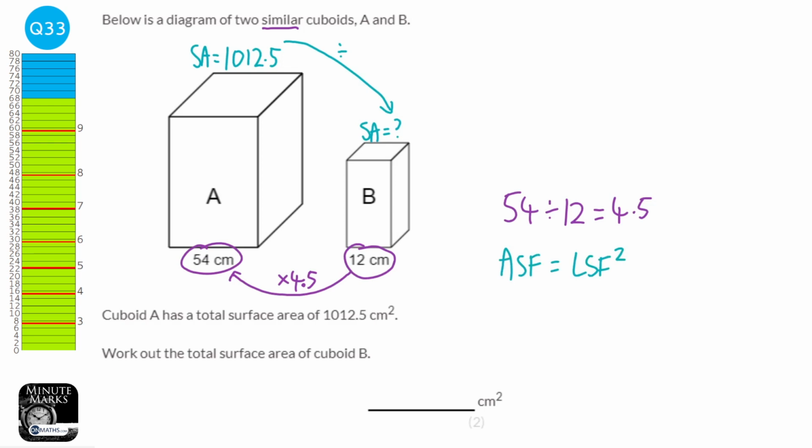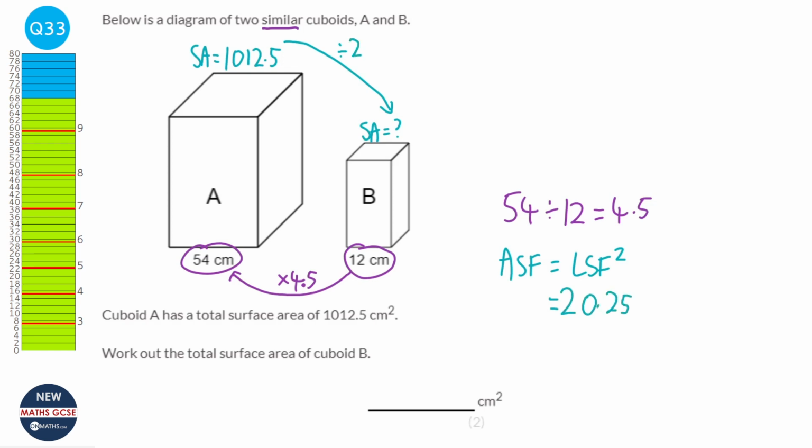You've got to apply the linear scale factor essentially twice. So you've got to times it by 4.5 and then times it by 4.5 again, which is not the same as times 4.5 times 2. You've got to do the scale factor twice. So let's work out what the area scale factor is first. So we're going to square the linear scale factor, 4.5. Let's just type that in, 4.5 squared, and that's going to be 20.25.